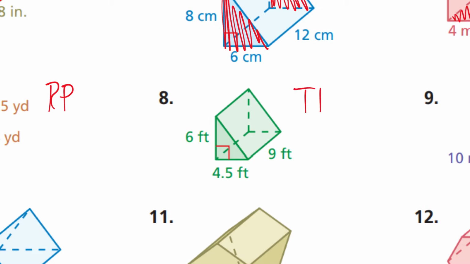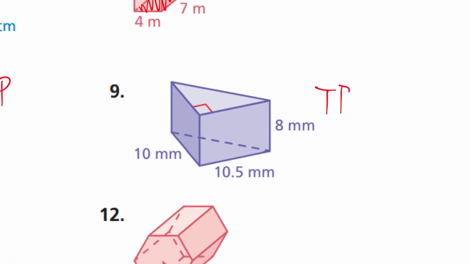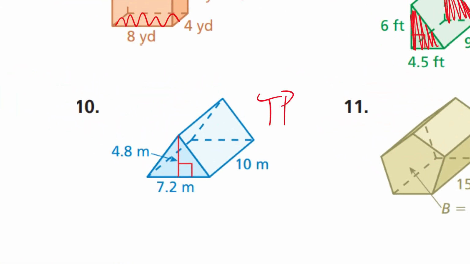Number 8, this is a triangular prism. Here's a base, here's the other base. Number 9, this is a triangular prism. Here's one of the bases, here's the other one. Number 10 is a triangular prism. Here's one of the bases, here's the other.